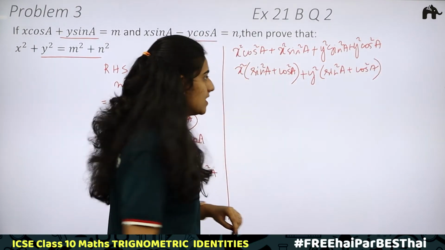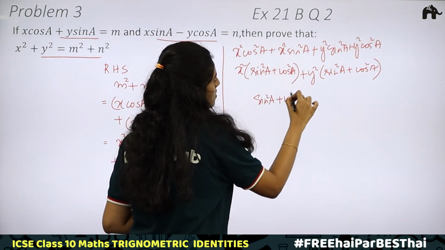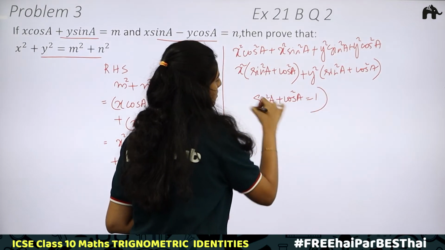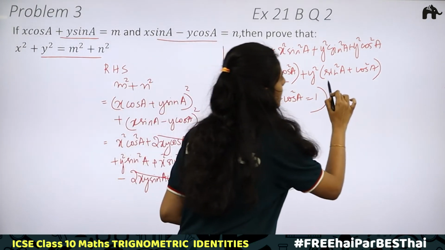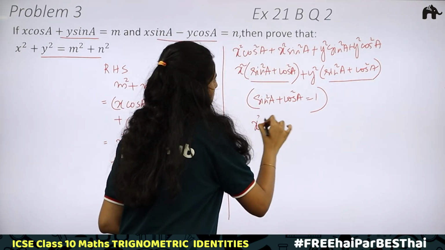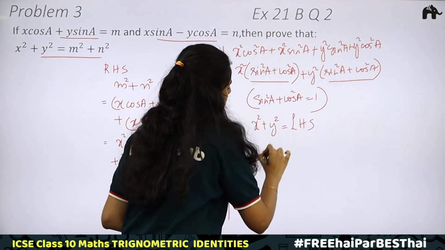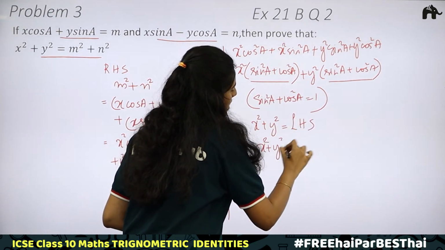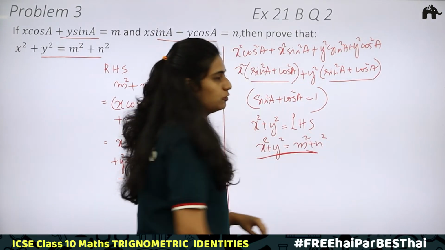Now using the identity, sin square a + cos square a is equal to 1. Here we have sin square a + cos square a, and similarly here also. Putting 1, we get x square + y square, which is the left hand side. Therefore, x square + y square is equal to m square + n square. This is the required proof.